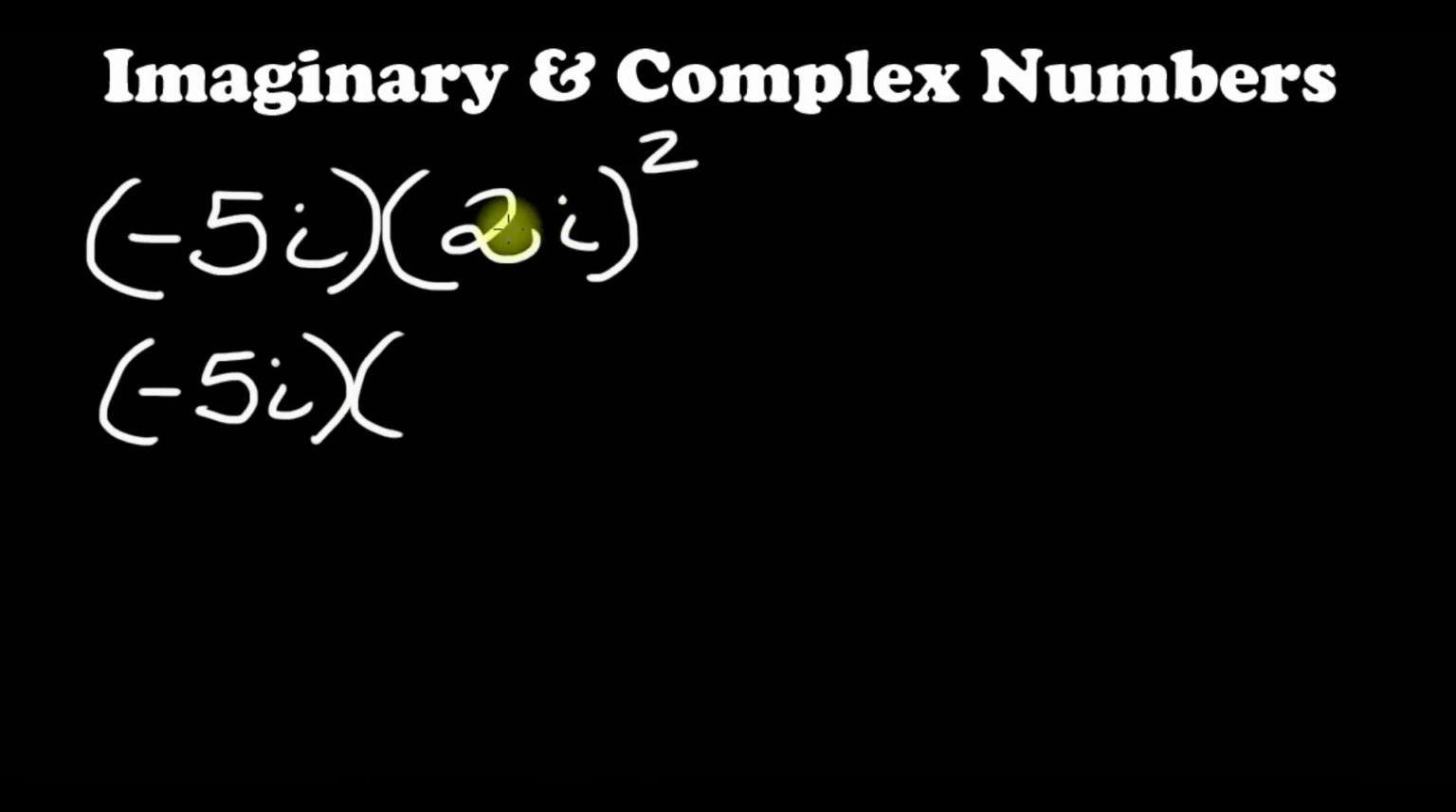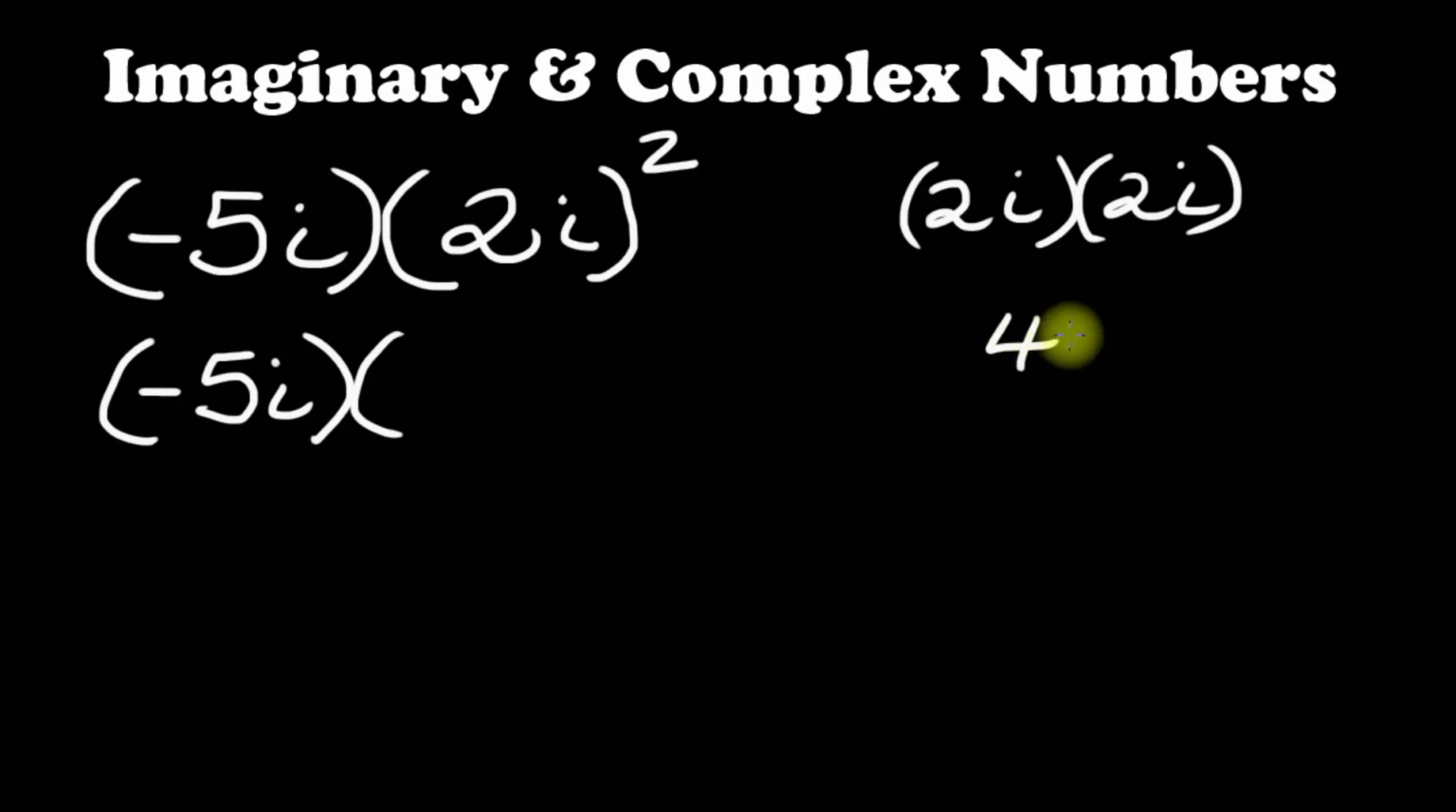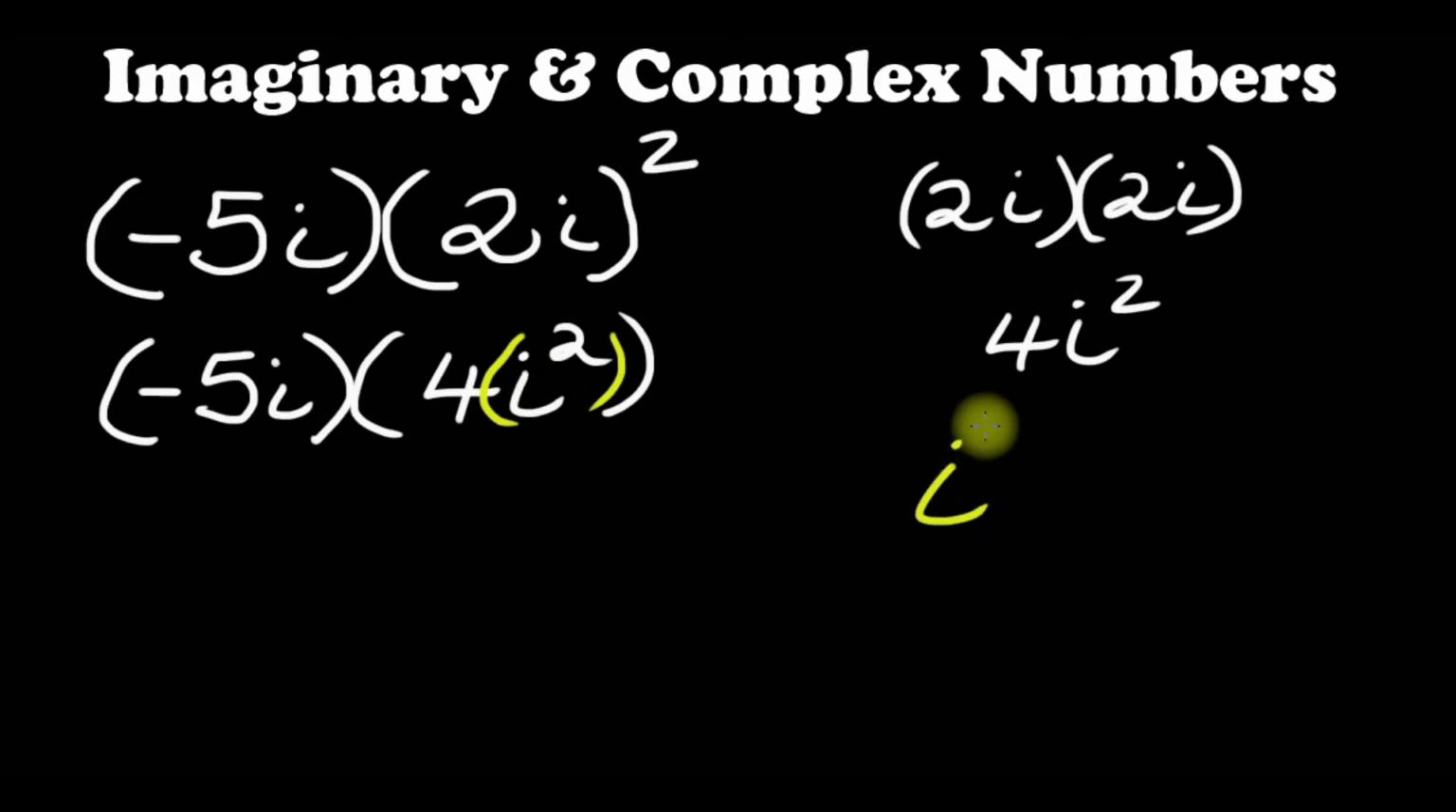When you take (2i) squared, it's the same as taking 2i times 2i because of the square. When you multiply, you get 4i squared. Or you can just say 2 squared is 4, and then i squared is i squared. Here we have an i squared, and we know i squared is equivalent to -1, so we're going to replace that with -1.